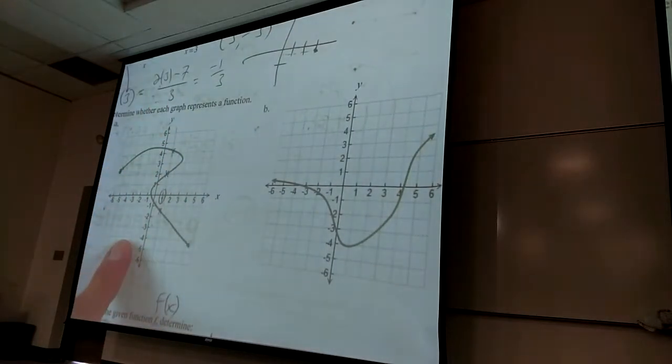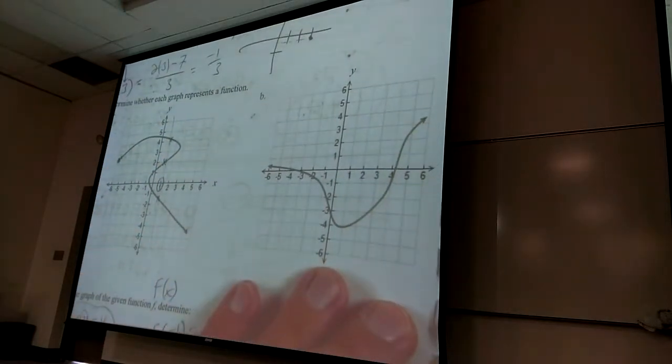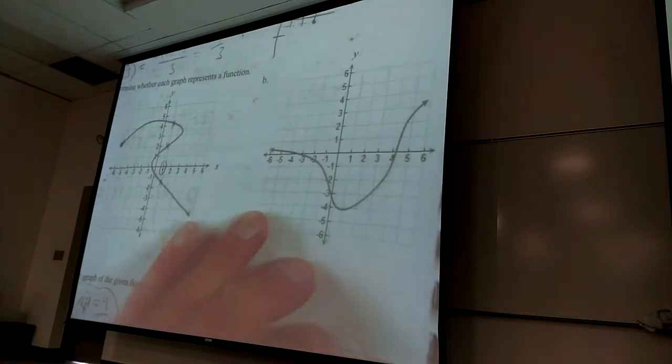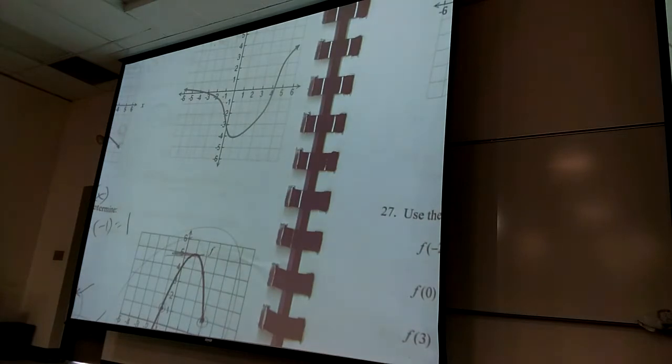Vertical line test is the visual analog of the definition of function. Oh my God, it's a sentence. What's the definition of function? Every input, x, can have only one output. So if a vertical line goes through more than once, and a vertical line is an x value, x equals this vertical line, it would mean that that input has more than one output. That's why the vertical line test is the same thing. It's a visual version of the actual definition of a function.